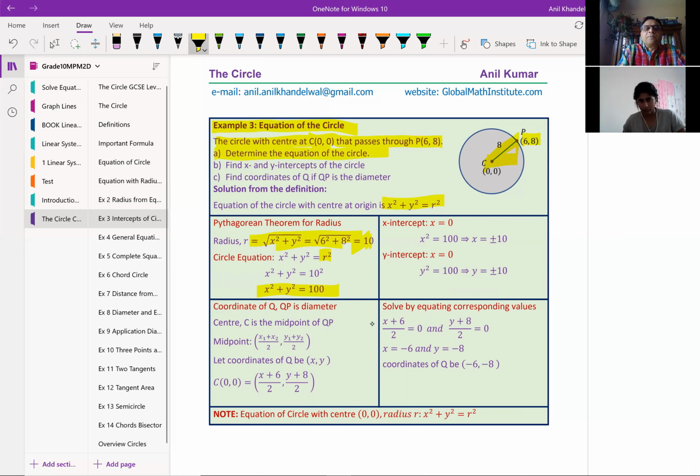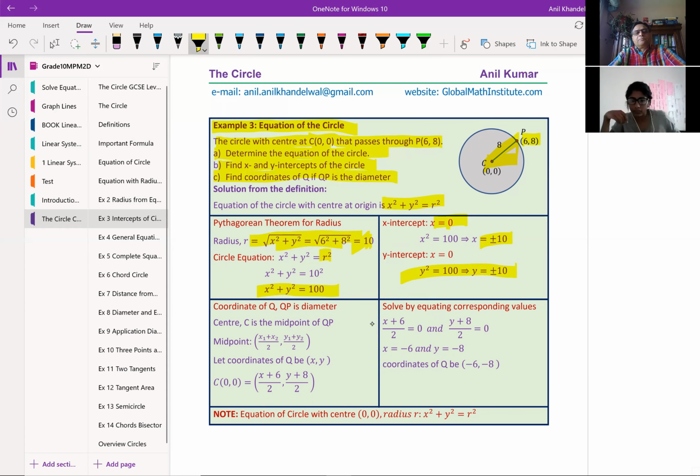Now part B is find x and y intercepts. So as we did last time, just substitute x equals 0 to get the y-intercept, and then y equals 0 to get the x-intercept. Both will be plus and minus 10 in this particular case. Done. Part C is kind of interesting.